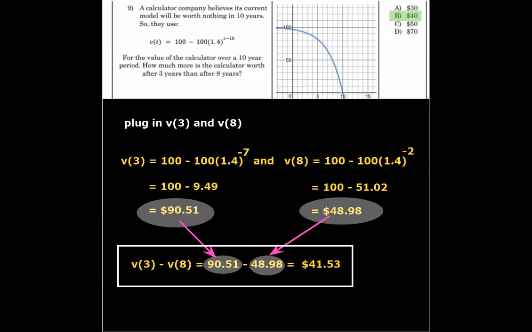Okay. The difference, 90.51 minus 48.98, is $41.53. It really falls off fast after 8 years, because it's still worth half its amount after 8 years. It's an interesting formula. Okay, last one.